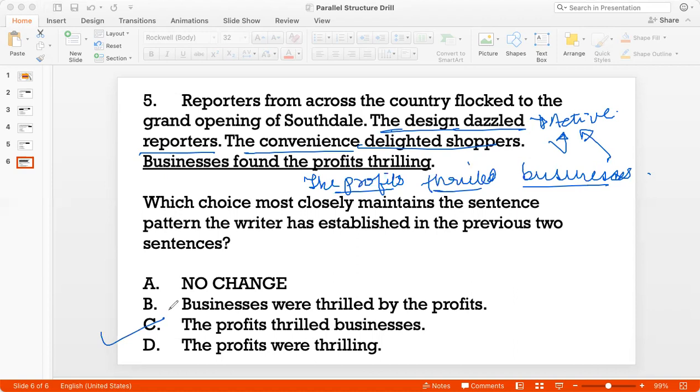Businesses found the profits thrilling. That doesn't maintain the same pattern, right? Businesses were thrilled by the profits. This is passive voice. So again, it breaks the pattern. The profits were thrilling is wrong because it doesn't have businesses, which is the object of the verb. So A, B, and D are incorrect. The right answer is option C.